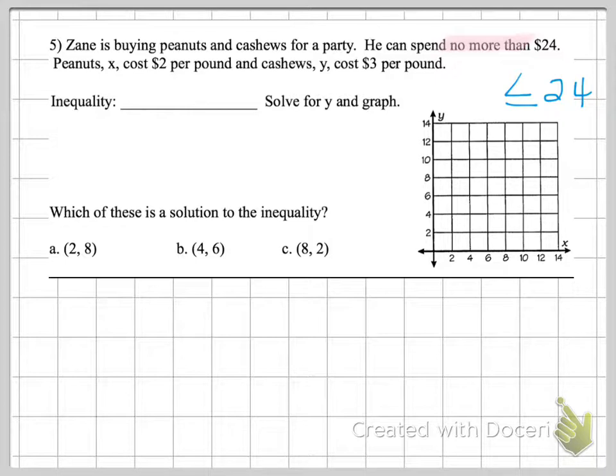Okay? So peanuts, or the X value, are $2 per pound. 2 per means 2 times. And cashews, so he's adding cashews to that order, which are Y, are $3 per pound. So 3Y. So $2 per pound for peanuts, that's this. And adding that to $3 per pound for cashews, that's that, has to be less than. Okay, so here's our inequality. 2x plus 3y is less than or equal to 24.